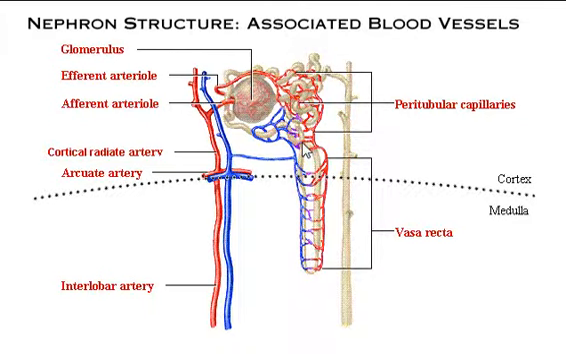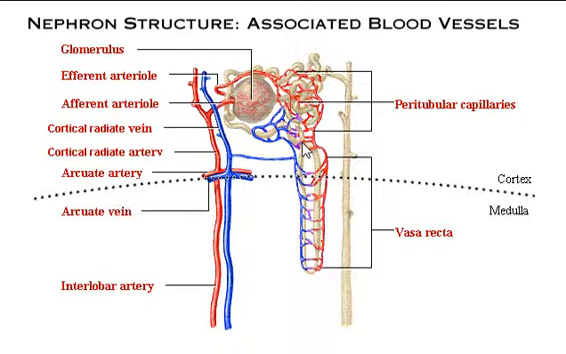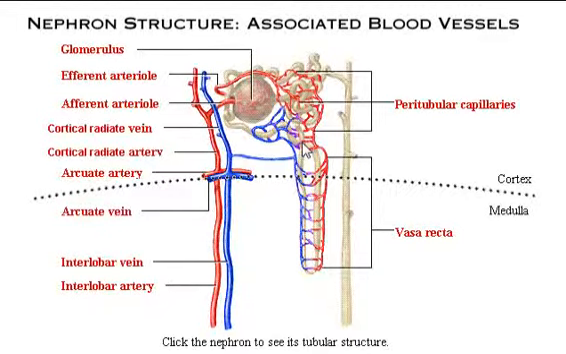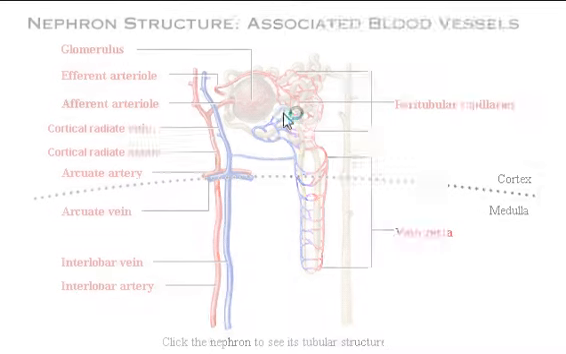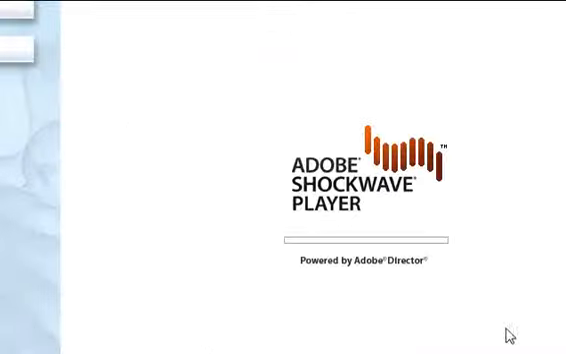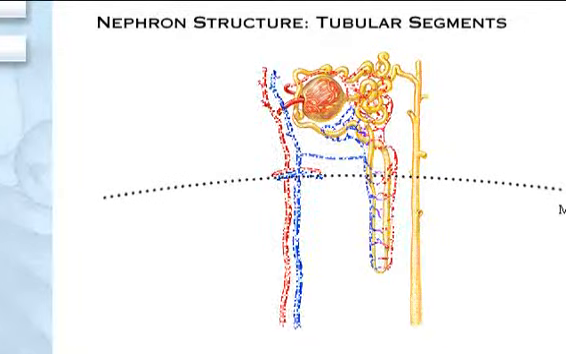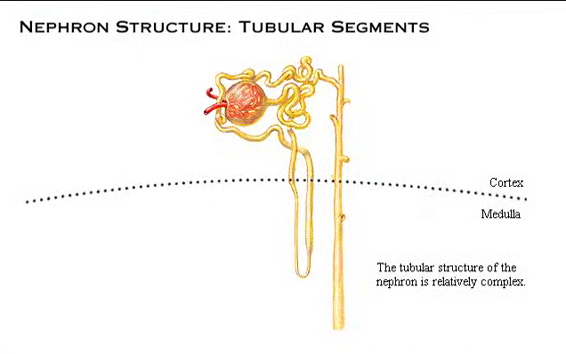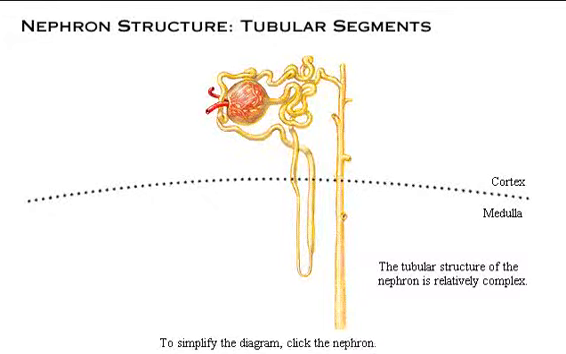From there, blood drains into the cortical radiate vein, flows into the arcuate vein, and enters the interlobar vein, eventually reaching the renal vein. Now click the nephron to see its tubular structure. The tubular structure of the nephron is relatively complex. To simplify the diagram, click the nephron again.